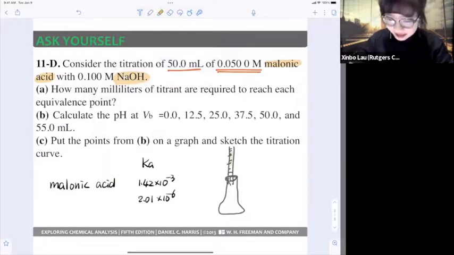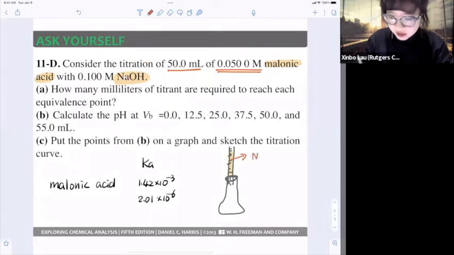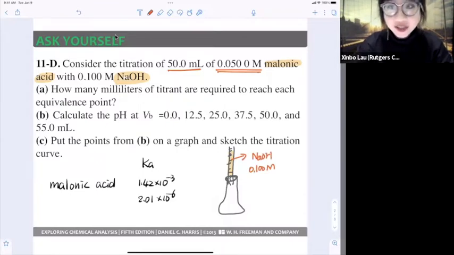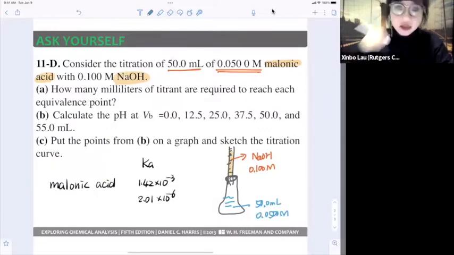So inside the burette we'll have sodium hydroxide, and we know it's 0.1 molar. We'll figure out how much we need to use. In the Erlenmeyer flask we'll have the acid, the malonic acid, which is 50 mL, 0.05 molar. Then you go, what kind of acid is this? I don't know.